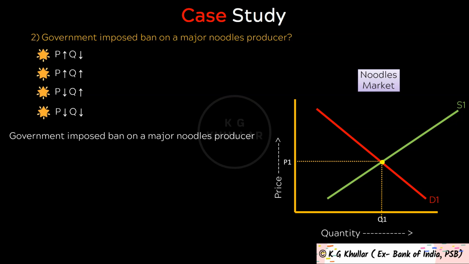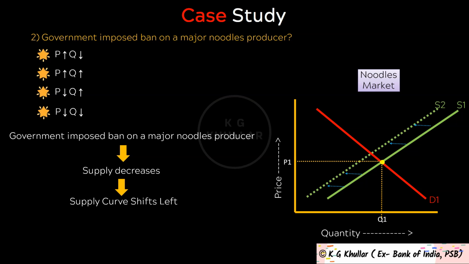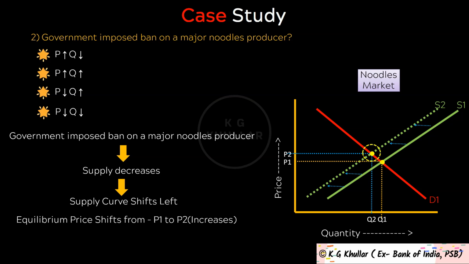Yes friends, with government imposing ban, the supply will go down. And we have learned that when supply reduces, the supply curve shifts left. And so the new graph will look like this. Let's say this new shifted supply curve is S2. So new equilibrium point will be this point of intersection between S2 and D1. Finally, this P2 will be our new equilibrium price and Q2 will be our new equilibrium quantity. Friends, I hope now you can clearly notice that this new equilibrium price has gone up and new equilibrium quantity has gone down. Thus the correct option for the given question is option A.